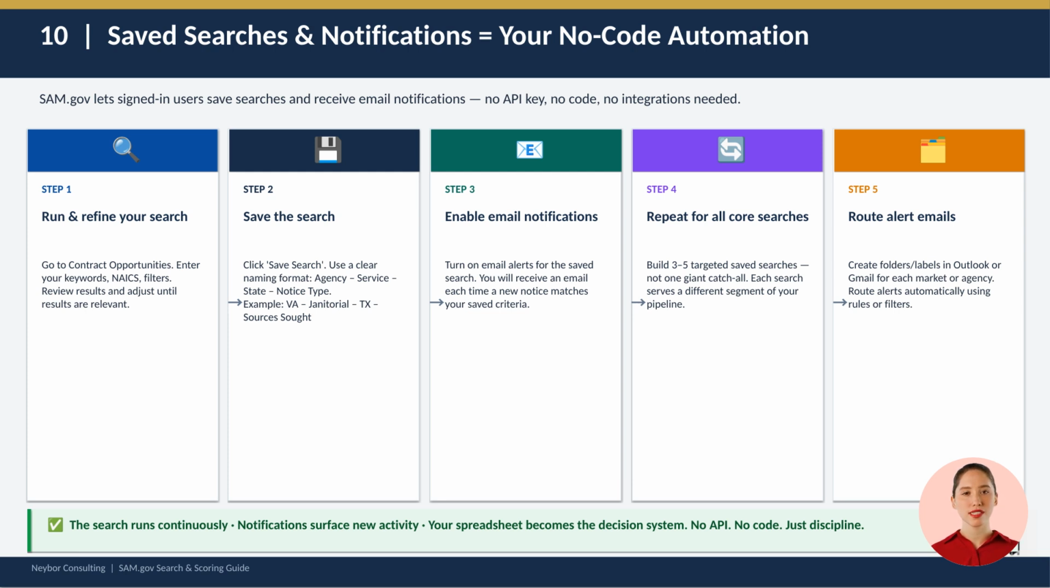Fourth, repeat this process for each of your 3 to 5 core searches. Fifth, set up email folder rules to automatically sort incoming alerts by market or agency. That is it. The system runs itself. Your only job is to review the alerts and make decisions.